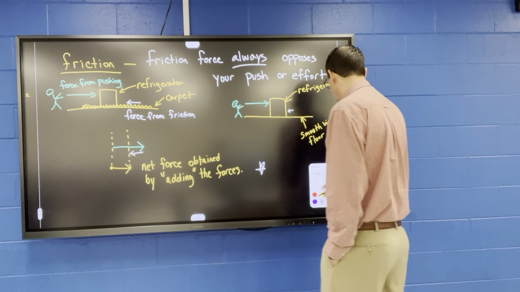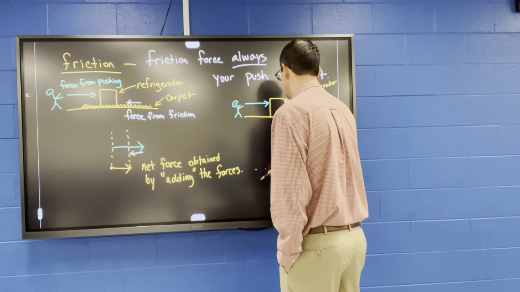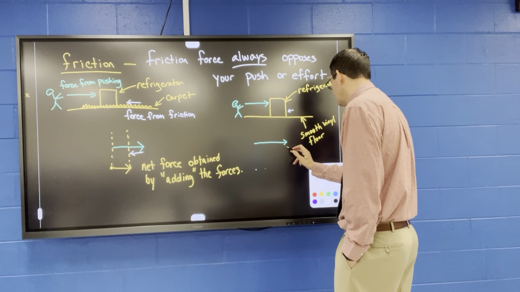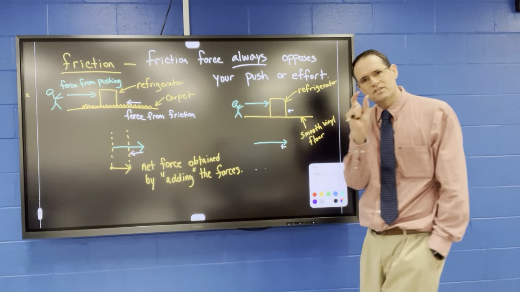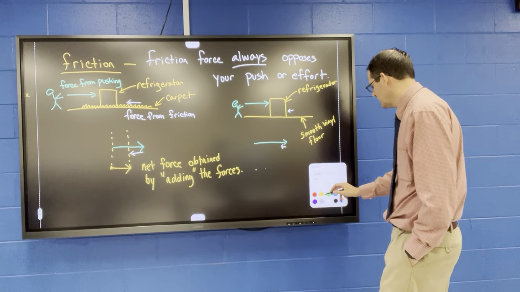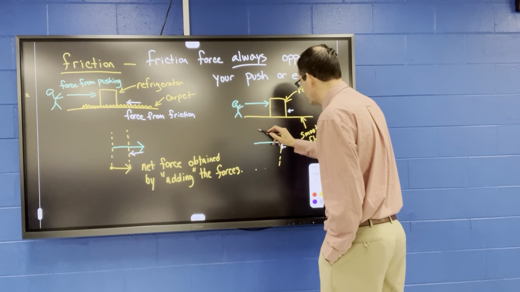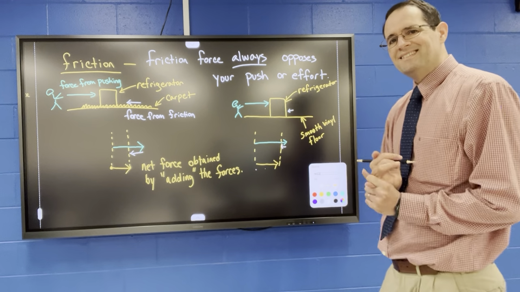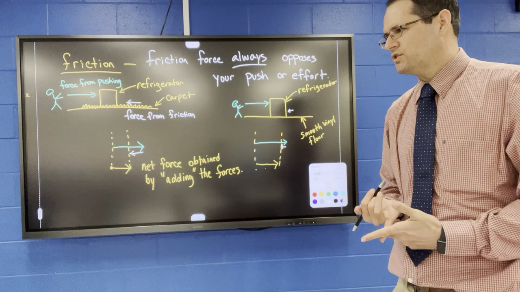So if you take your arrow, which is counteracted by a friction force that's very small on a smooth vinyl floor, your net force is going to be quite large, okay? What I am trying to say here is that friction depends on the surface.